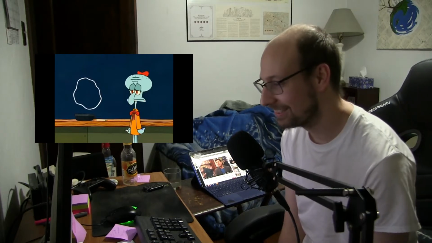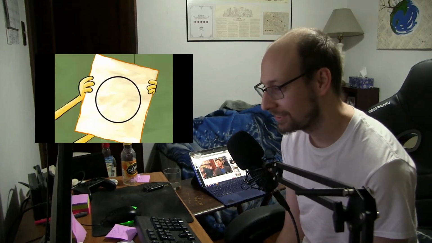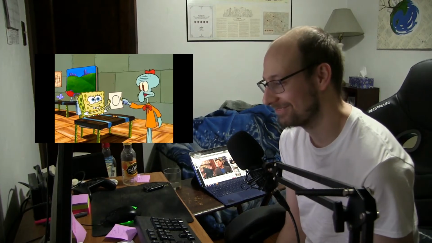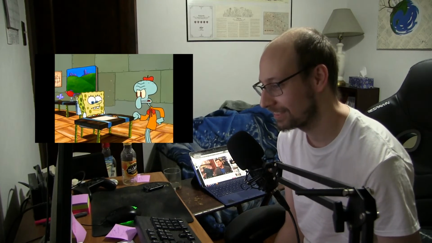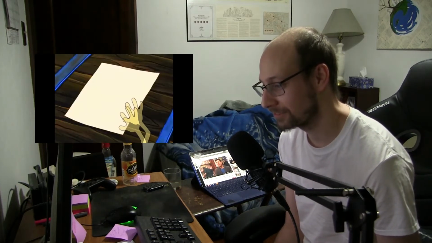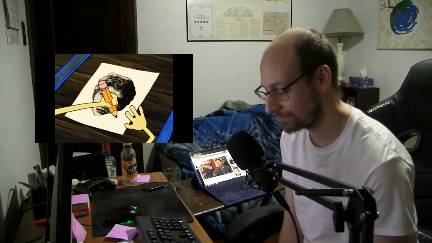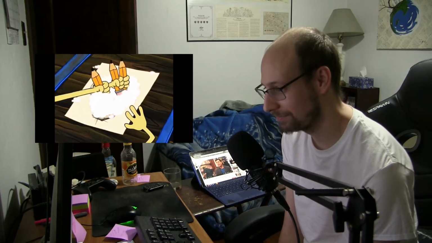Am I going too fast for you, SpongeBob? How's it, Squidward? What the? How the? A perfect circle? Do it again. Show your process. Well, first I draw this head, then I erased some of the more detailed features.